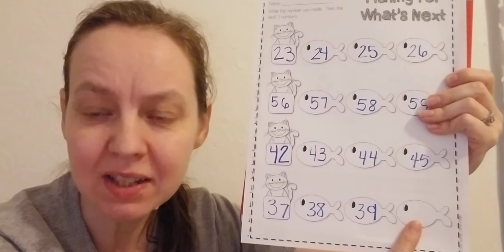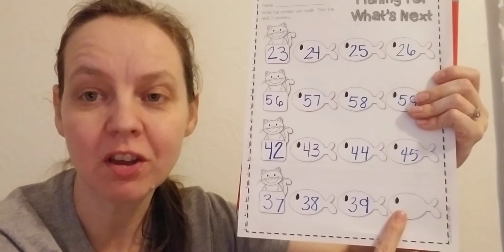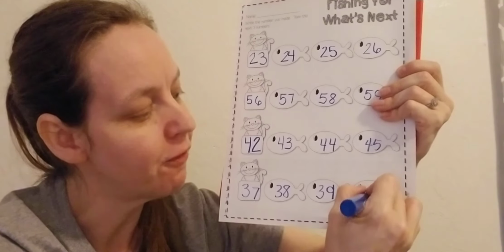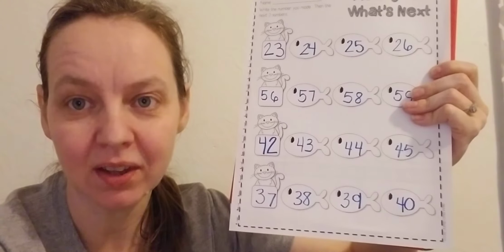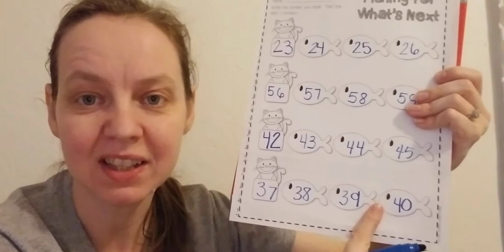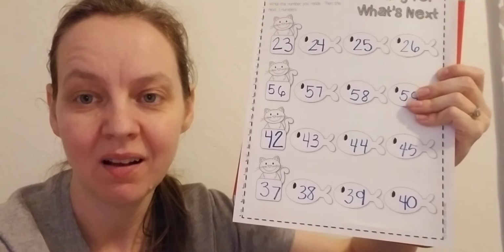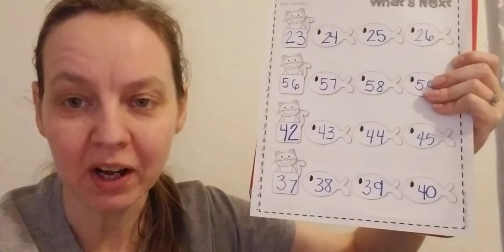Does 40 start with a 3? Nope. We're leaving the 30s and we're going to the 40s. 40 starts with a 4. And then 0, because it didn't say 41, it just said 40. And when we are at those numbers, it's always a 0. All right, so you should have 37, 38, 39, 40.